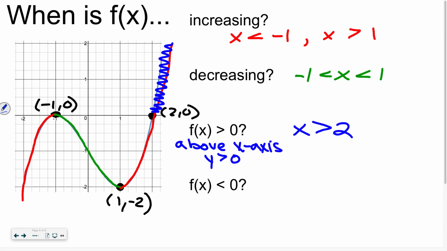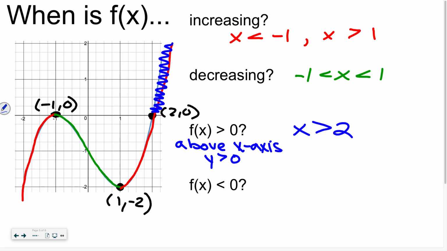Now, I'm not going to say greater than or equal to 2 because what's the value of y at 2? 0, which is not greater than 0. If this said f of x is greater than or equal to 0, then I would use an or equal sign over there for the x-intercept. But since it's not including 0, I should use the greater than sign.